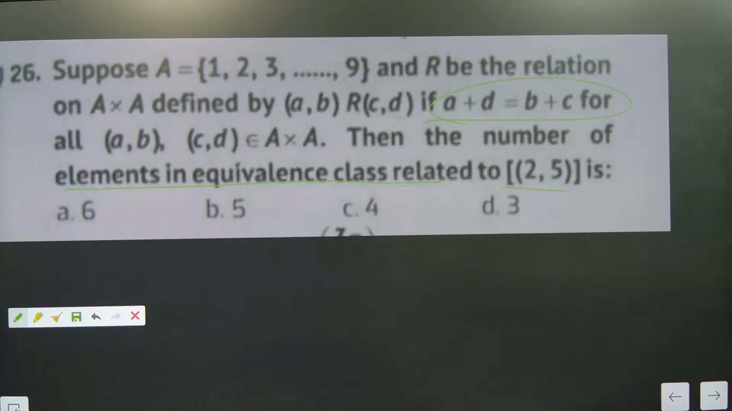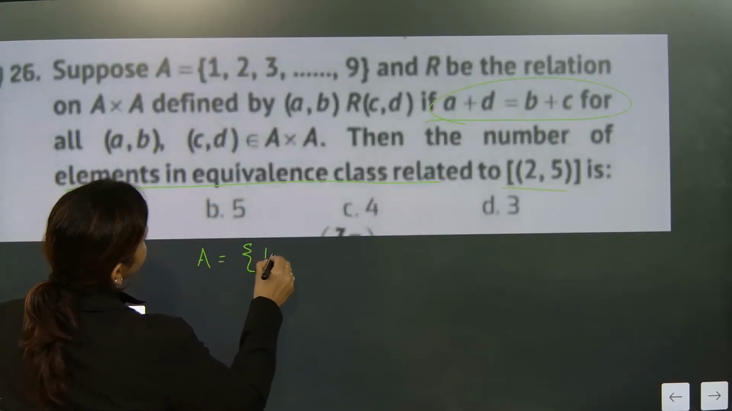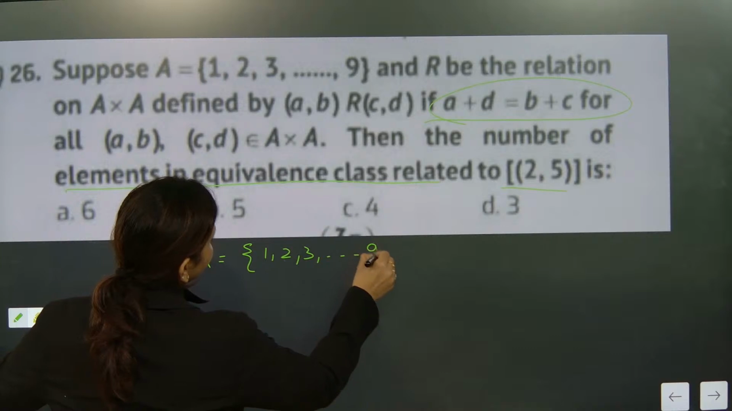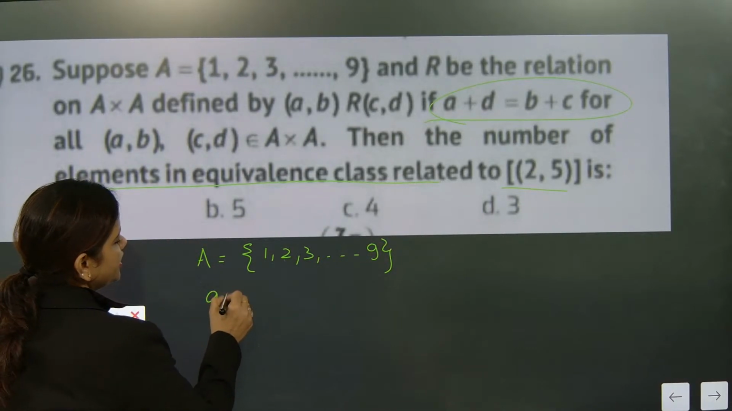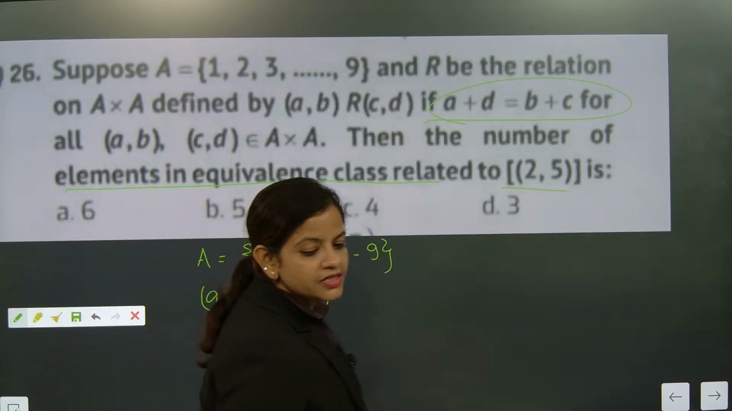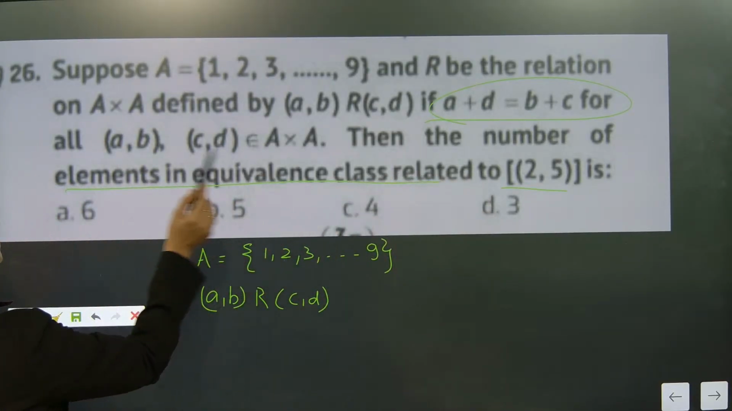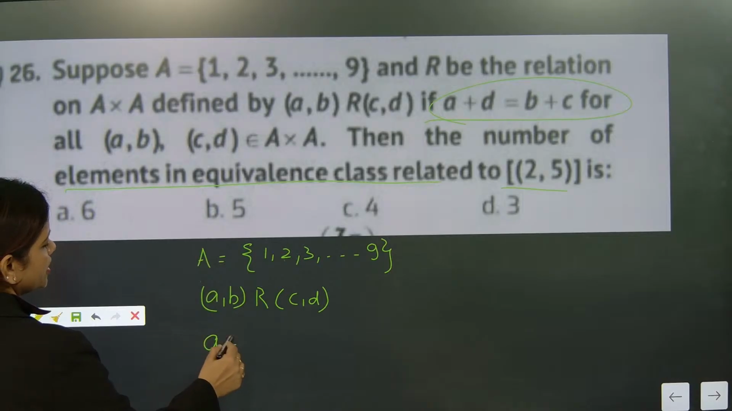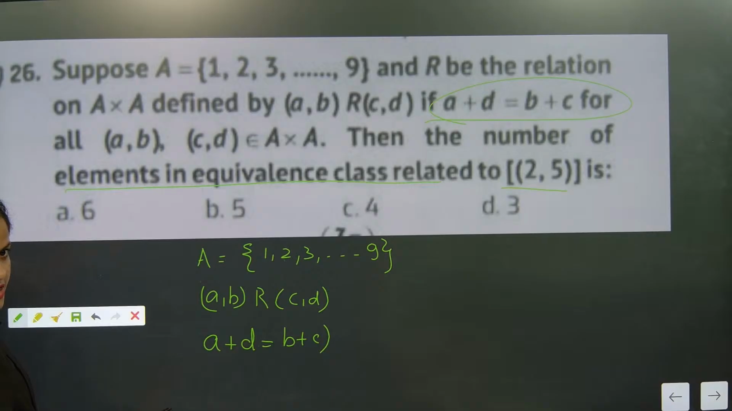See, I'm doing it again. A set is having how many elements? 1, 2, 3 till 9 is there. Then R is a relation on A cross A and it is written like this. After that, if this is there, what is the condition? A plus D is equal to B plus C. This is the condition.